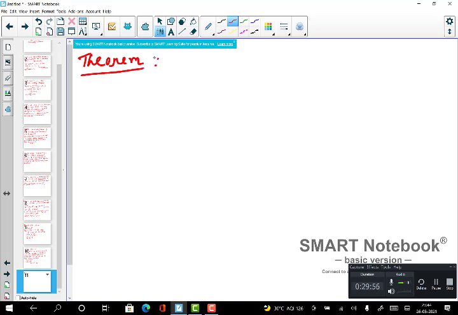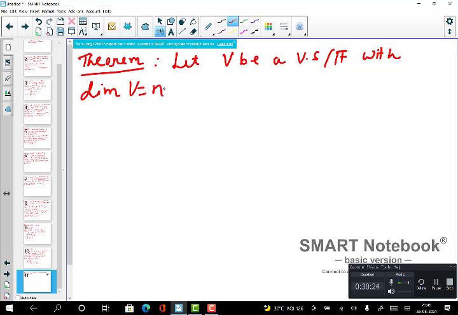So I am assuming finite dimensional, obviously. So let V be a vector space over F with, say, dimension of V equal to n. Okay, and we have a subspace W, which is a subspace of V. So this is the symbol of subspace. You recall that.